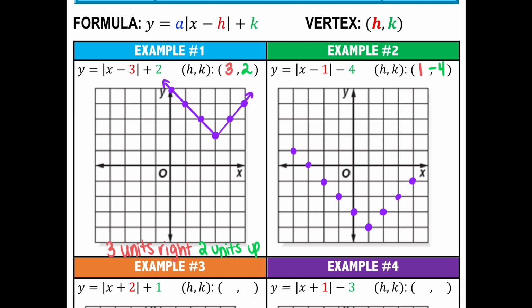And when we think about the changes that have happened to this function, if we compare that to our parent function, then our vertex tells us everything we need to know. Our graph has moved 1 unit right, while also moving 4 units down.